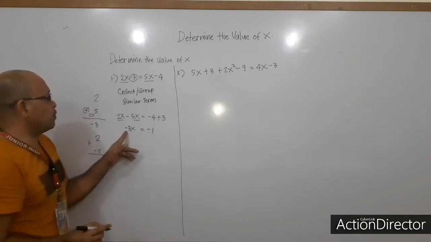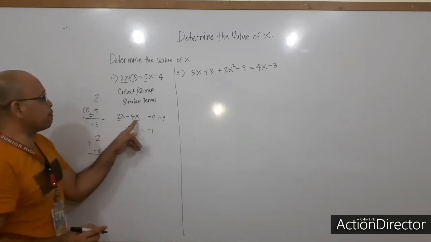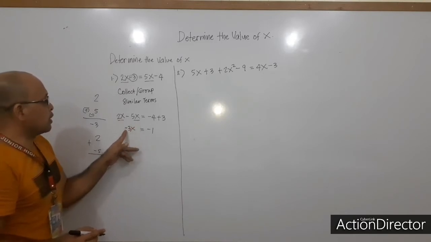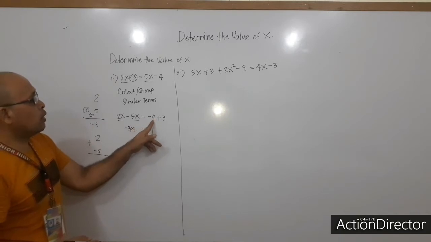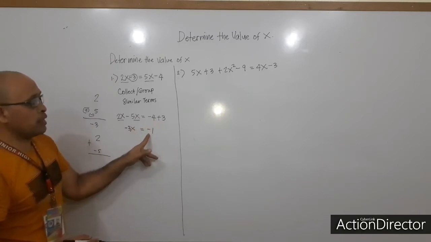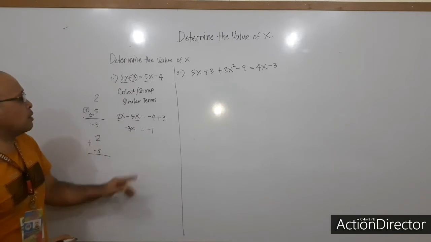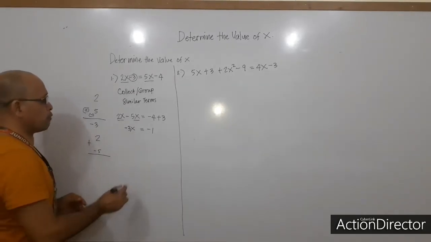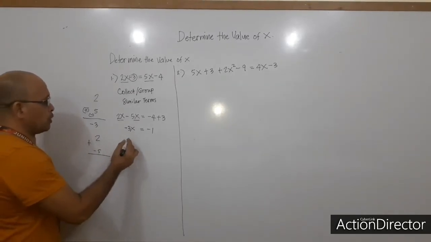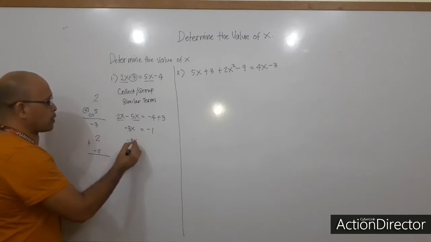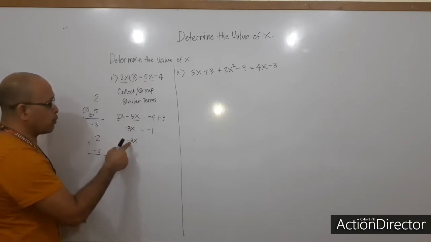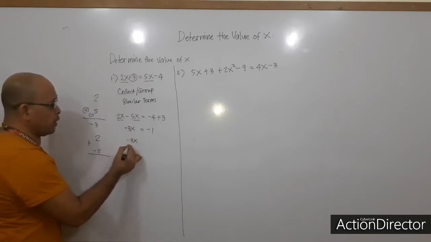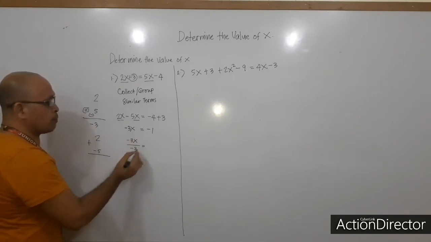So you have now negative 3. When you combine 2x minus 5x, the result is negative 3x. And when you add negative 4 and 3, the result is negative 1. For you to solve for x, you may go this way. Negative 3x. You are going to eliminate negative 3. And how you are going to do that? Just use this negative 3 as your divisor also.